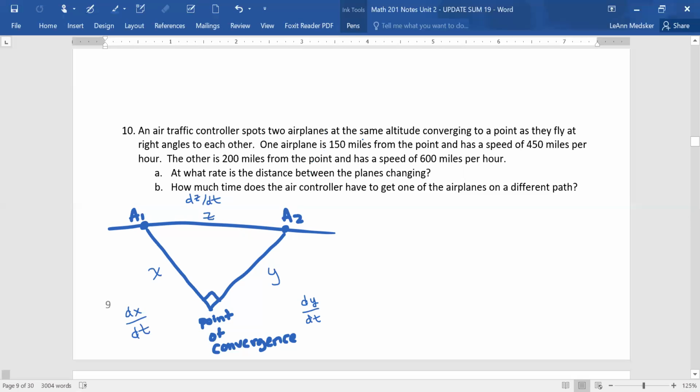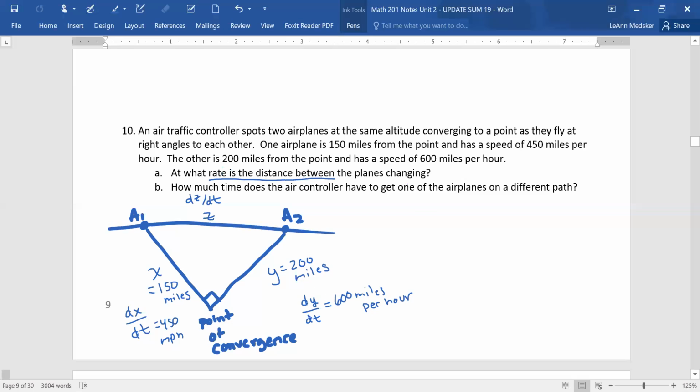So it says one airplane is 150 miles from the point, so we're going to call that this one just because I didn't draw anything to scale. So this is 150 miles. And that plane is traveling at a speed of 450 miles per hour. So that is our dx dt. The other one is 200 miles from the point, and it has a speed of 600 miles per hour. Okay, at what rate is the distance between the planes changing?